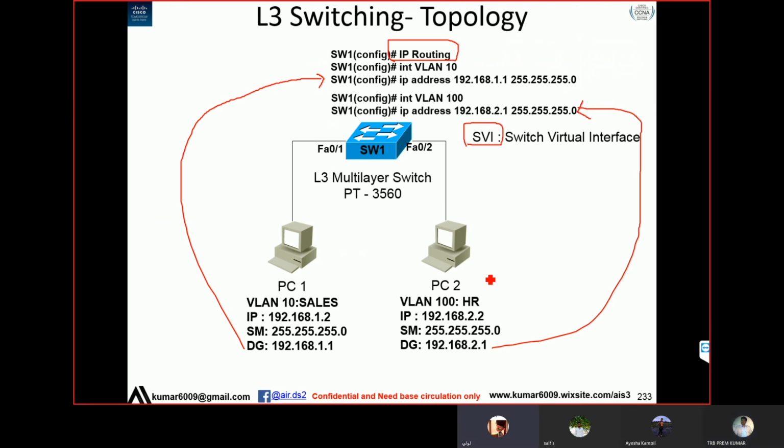Excuse me, sir. Meaning in the switch, you will configure ip routing, right? Yes. See, this is the switch. Inside the switch, I am creating a router. Understand? I am enabling a routing service. So that's why we call it a multilayer switch. It can do L3 and L2 both. Got it? Okay, any doubt?